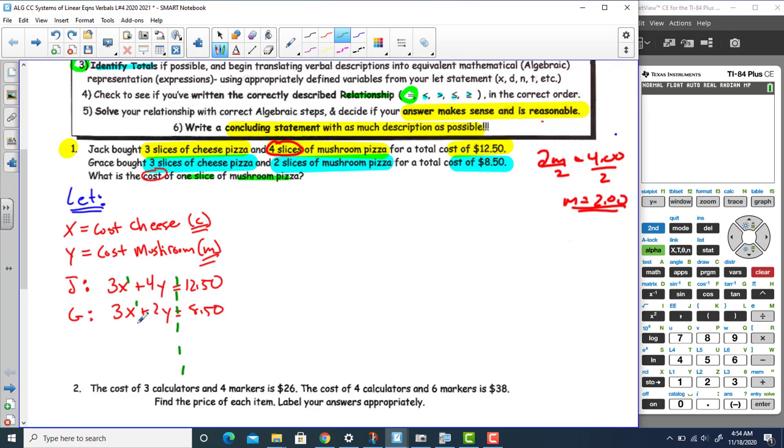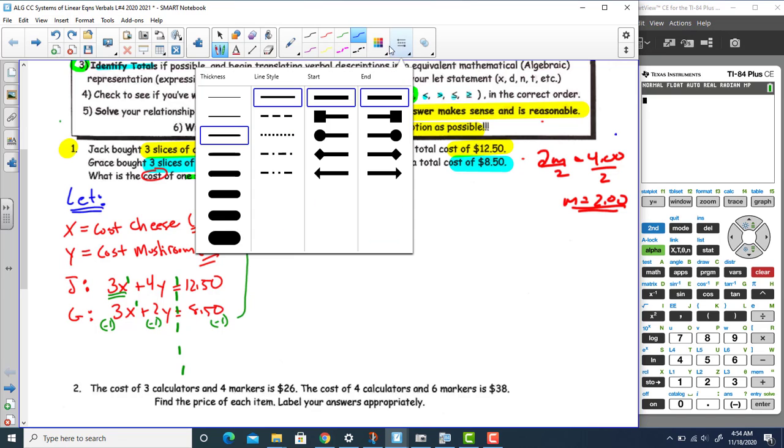But I typically like to suggest that subtraction is the same as adding the opposite, and it's more powerful to get into the habit of transforming one of the two equations into its inverse amount. So we have the opposite of positive 3x's, negative 3x's. So my preference is to actually multiply one of the relationships by -1. It's really good practice. And if I were to do that, I could represent Grace as negative 3x minus 2y equals negative 8.50. And Jack would still remain 3x plus 4y equals 12.50.